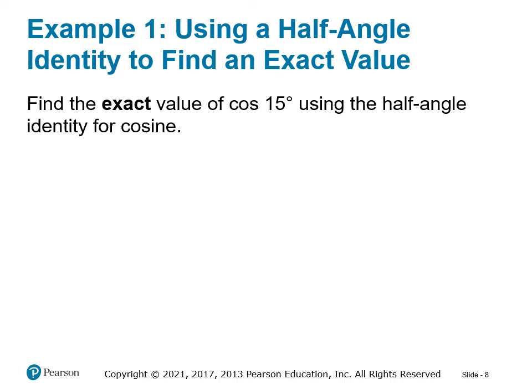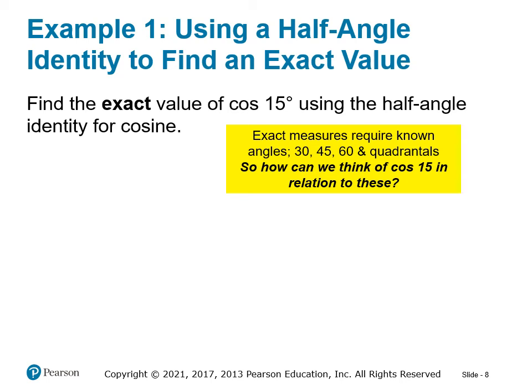So let's look at an example. Find the exact value of cosine 15 degrees using the half angle identity for cosine. Exact measures require known angles 30, 45, 60, and quadrantals. So when you're thinking about problems that are looking for the exact value, you have to kind of think in terms of those angles. So in this problem, how can we think of cosine 15 in relation to these?